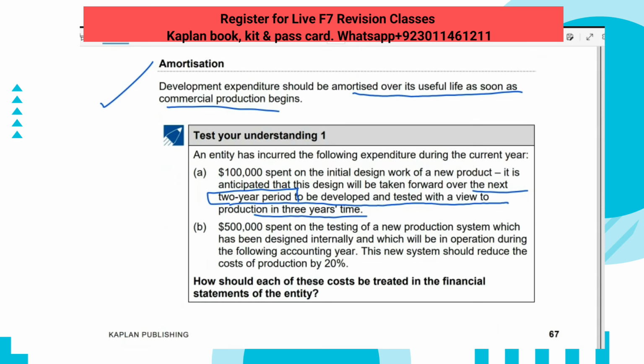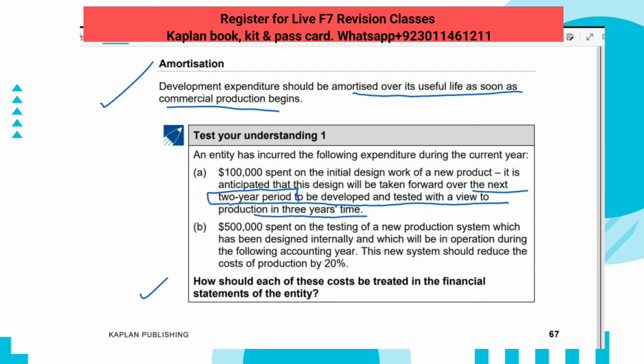See number 2. They are saying 500,000 spent on the testing of a new product system which has been designed internally and which will be in operation during the following accounting year. This new system should reduce the cost of production by 20%. Now, this is according to our PIRATE rules. If we recall these rules which we just discussed, how will we treat this? How should each of these costs be treated in the financial statements?